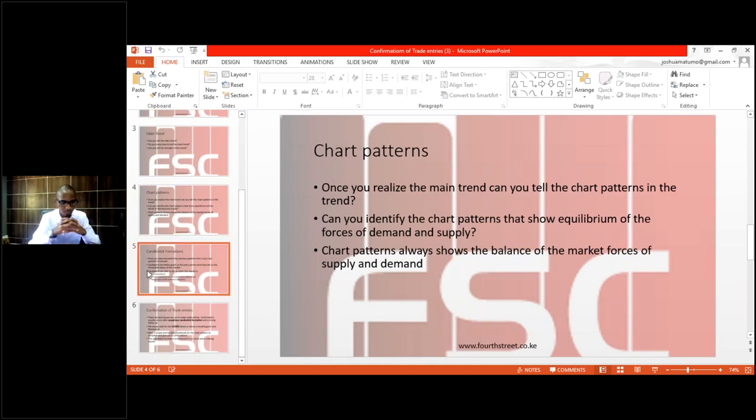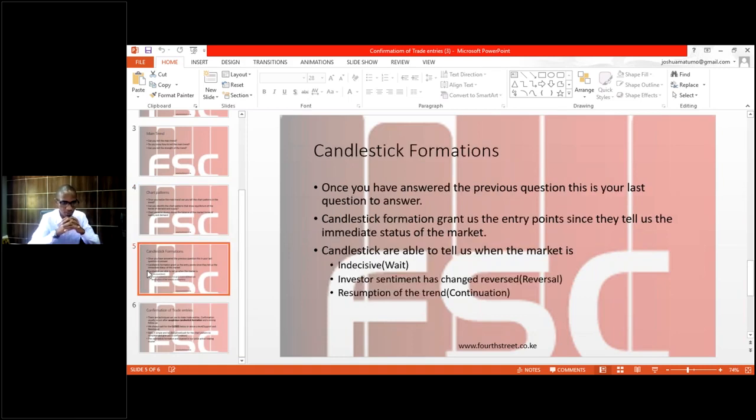The next pointer that we're going to discuss under today's webinar is the candlestick formations. The candlestick formations for us, price action traders, is that these are the basic representation of the behavior of the market.